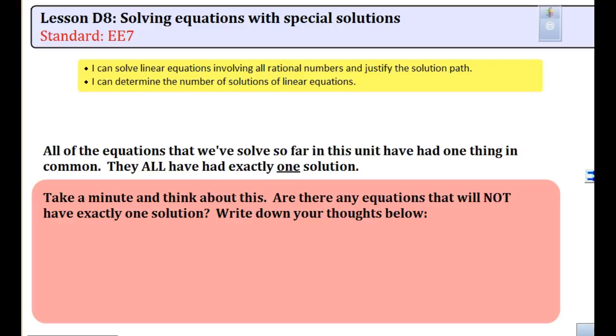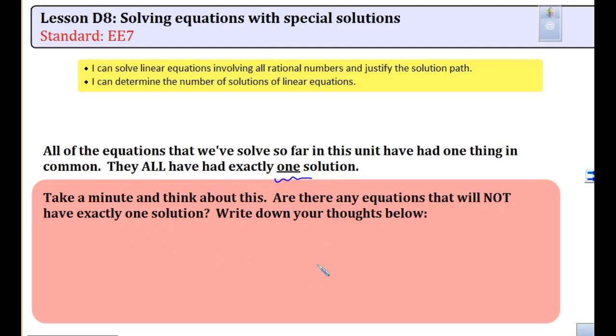And as you're looking at your notes, the standards that we're looking at are: I can solve linear equations involving rational numbers that justify the solution path. The justify, that's the showing your work that you're doing. And I can determine the number of solutions. So up to this point, we've only had one solution. So Thane and Wyatt, I need your attention up this way. All the equations so far have had one thing in common. They all have exactly one solution.